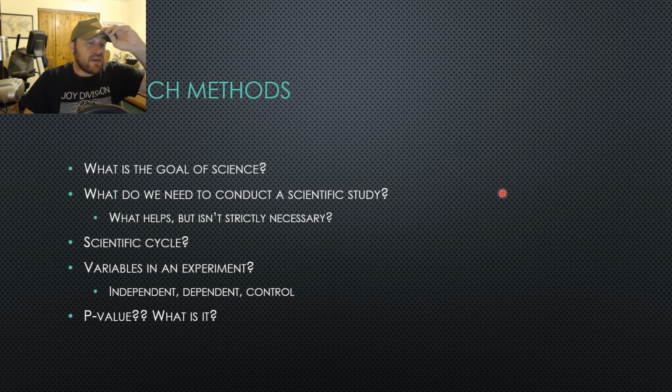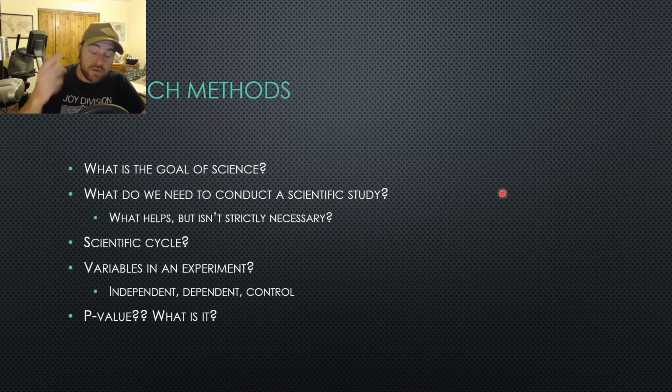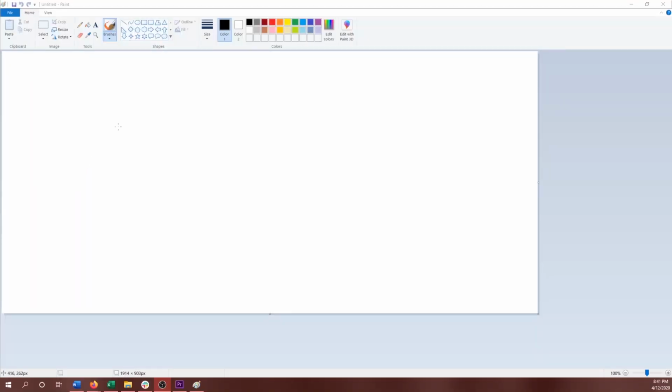Okay, and then the last thing here is, what is a p-value? It stands for probability value, but you can know about it as a p-value. You don't have to call it a probability value. What's important to know about the p-value is that it actually is not what a lot of people think it is.